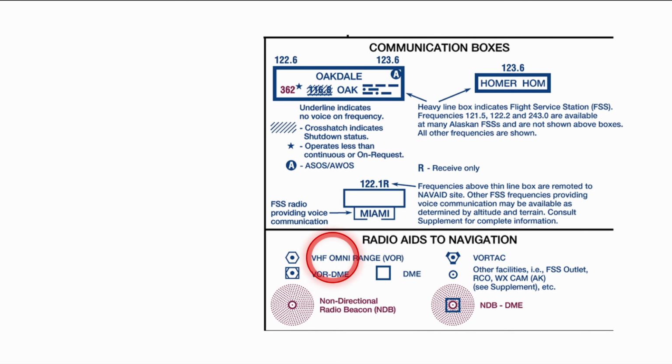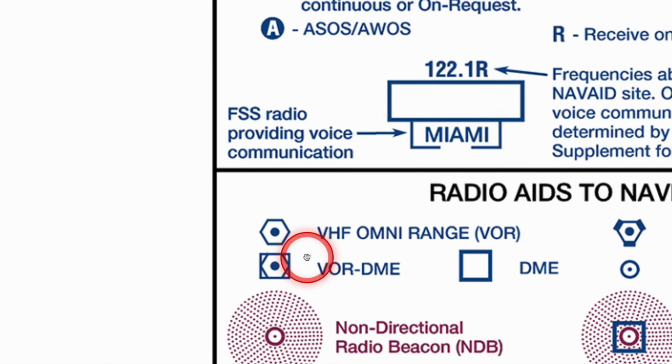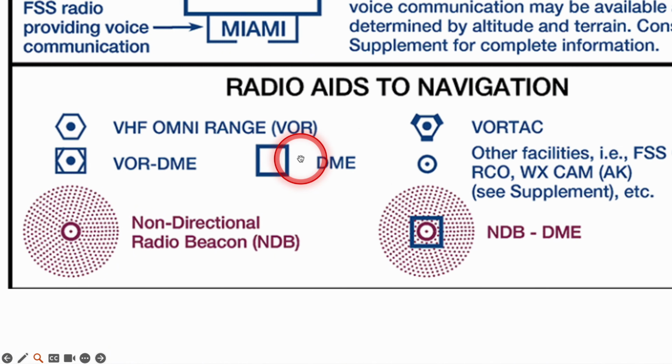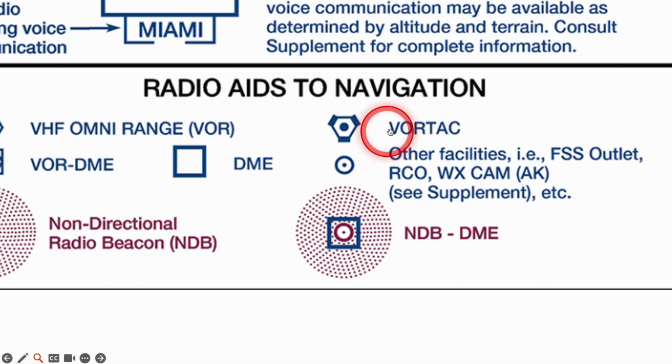Underneath that, we have radio aids or nav aids. So depending on the type, there could be a few different depictions. If it's just a standalone VOR, it's going to be this hexagon shape right here, the dot in the middle. If it also has distance measuring equipment or DME, it'll be enclosed in a square. Standalone DME will just be a square. If it's a VOR with a TACAN, stands for Tactical Air Navigation, then it's going to look like this.